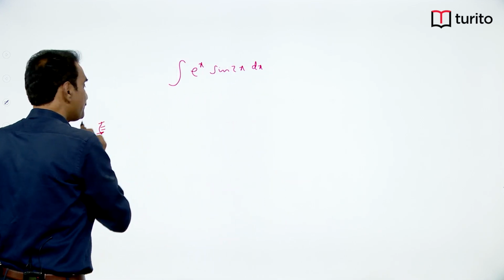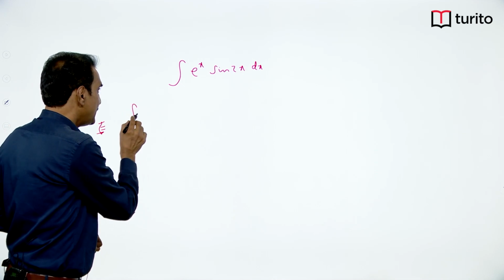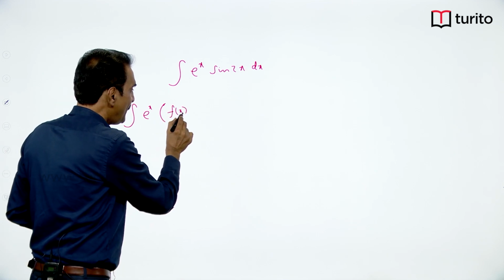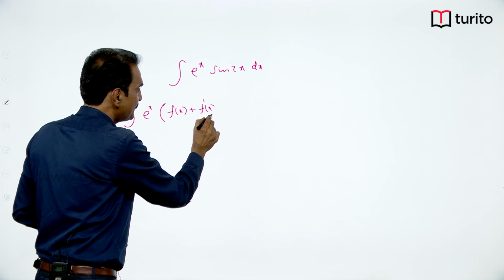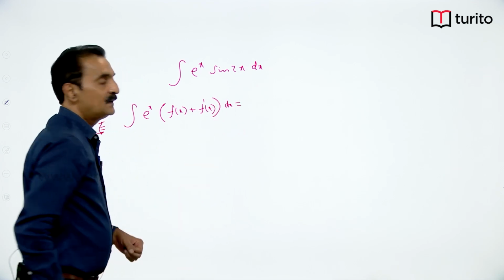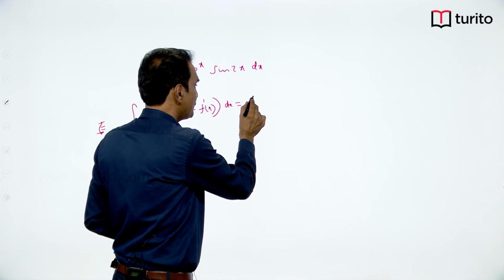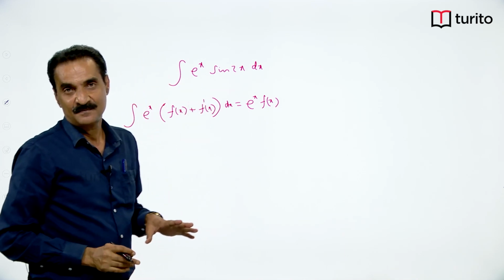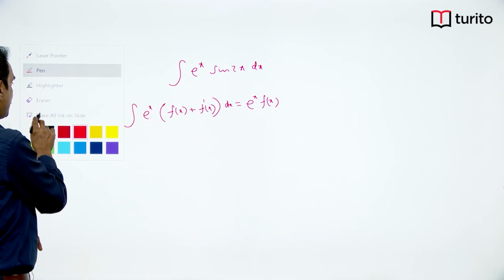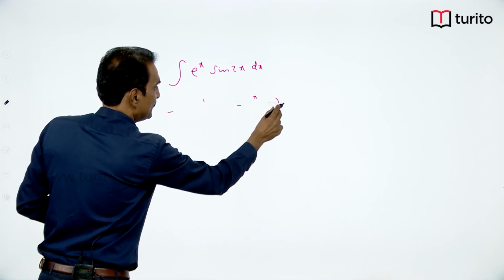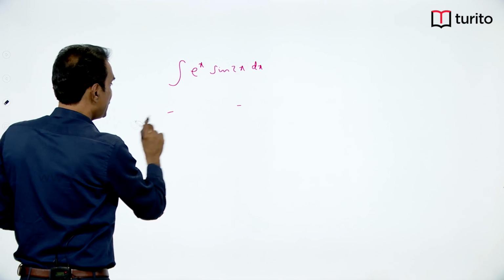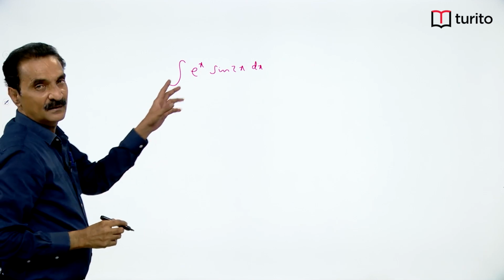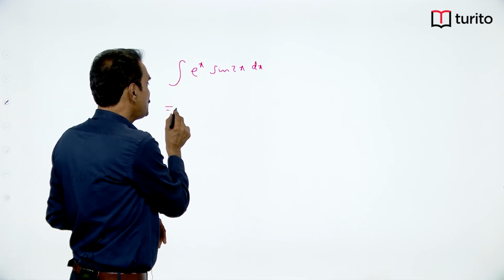We have already discussed the formula: integral e power x into f of x plus f dash x is equal to e power x f x. I want to use this formula and get the answer. Let us assume that sin 2x is f of x. E power x is there, assuming that sin 2x is f of x.